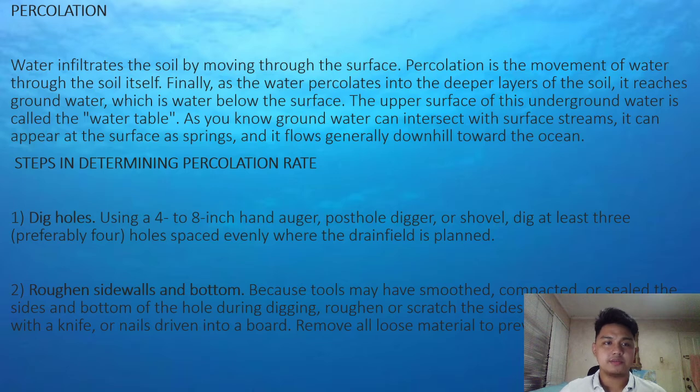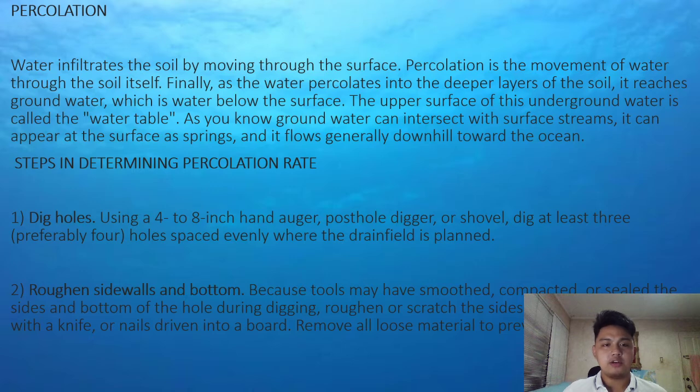So, percolation. Water infiltrates the soil by moving through the surface. Percolation is the movement of water through the soil itself. Finally, as the water percolates into the deepest layer of the soil, it reaches groundwater, which is water below the surface. The upper surface of this underground water is called the water table. As groundwater can intersect with surface streams, it can appear at the surface as springs and it flows generally downhill toward the ocean.